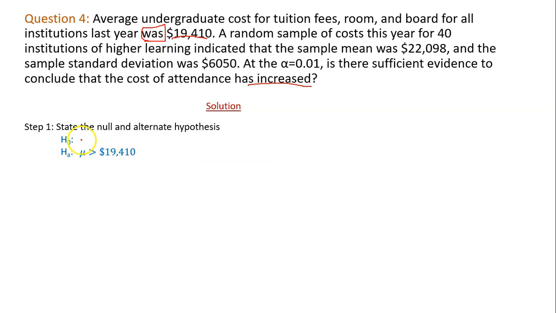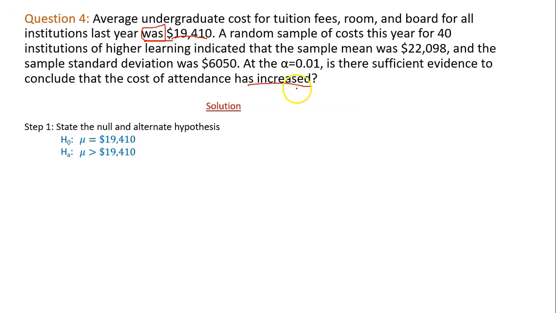Now, at the null hypothesis, you can write the opposite of this, which is less than or equal to. So you have mu less than or equal to 19,410. And you can also write it mu equals 19,410. It's not wrong. It's correct also. Because of this word was. If you change it to present, it means is, which is equality. So you give equality to H naught.